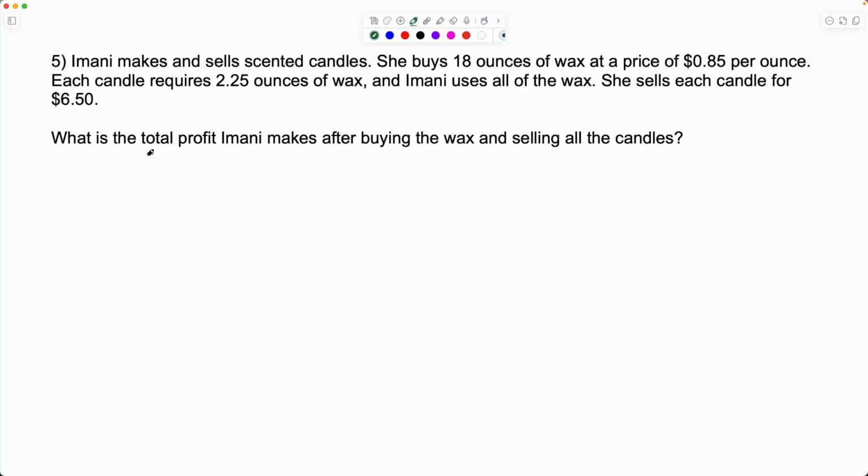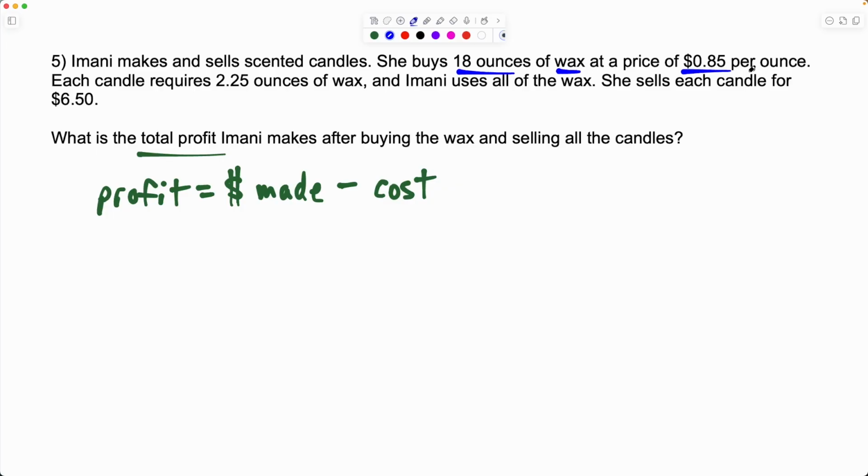So for this question, we're looking for the total profit. And I just want to point out here that the profit is equal to the money that Imani makes, the money made, minus the cost. Okay, and this is how much it cost for Imani to make all of these scented candles. So if we look in the question here, we're told that Imani buys 18 ounces of wax at a price of 85 cents per ounce.